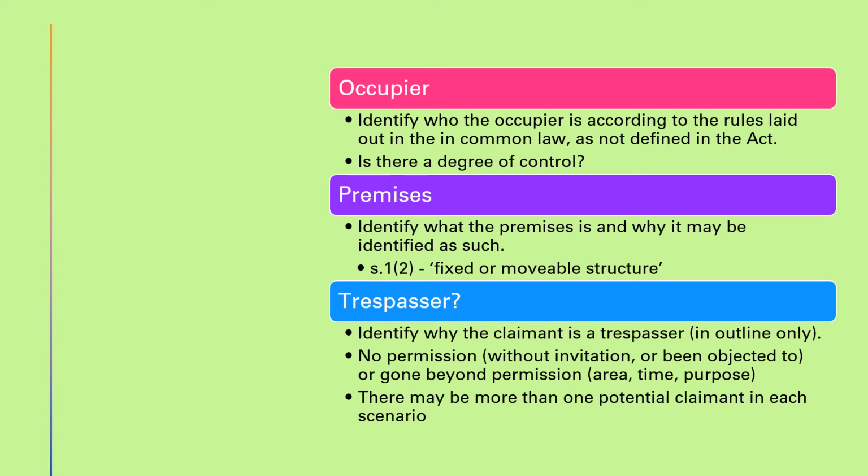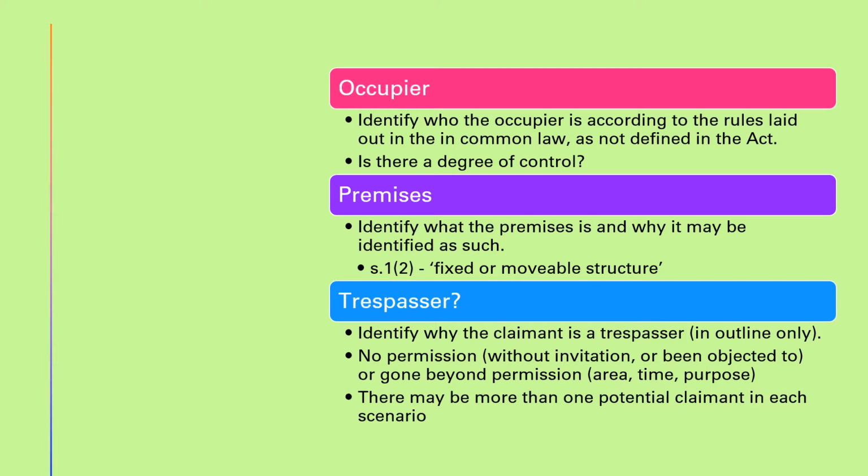Now, in terms of occupier, we need to know who we're claiming against and why. Now, you are not claiming under the simple tort of negligence. You can do that as long as there's a duty of care in certain situations. For this one, we're looking to identify who the occupier is according to the rules laid out in common law, because it's not actually defined in the Act. So the question is: is there a degree of control? Now, in terms of a degree of control, we can use Wheat v Lacon as an authority here.